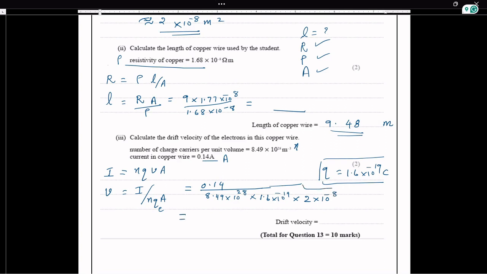So on calculation, in fact, you have to use 1.7 only because your number is 1.7, not 2. Whatever you are getting, 1.77, this is not the one you have to use, okay? So on calculation, it is giving an answer of 5.8 times 10 to the power of negative 4 meter per second. This is the drift velocity of the electrons. 5.8 times 10 to the power of negative 4 meter per second.